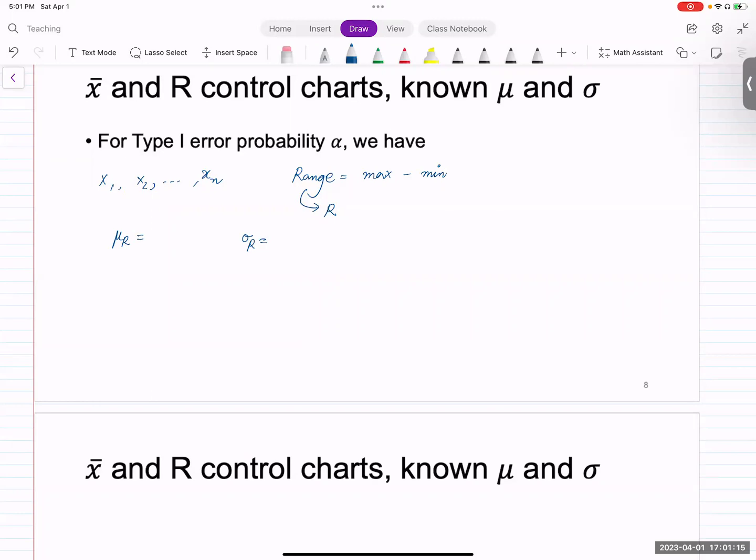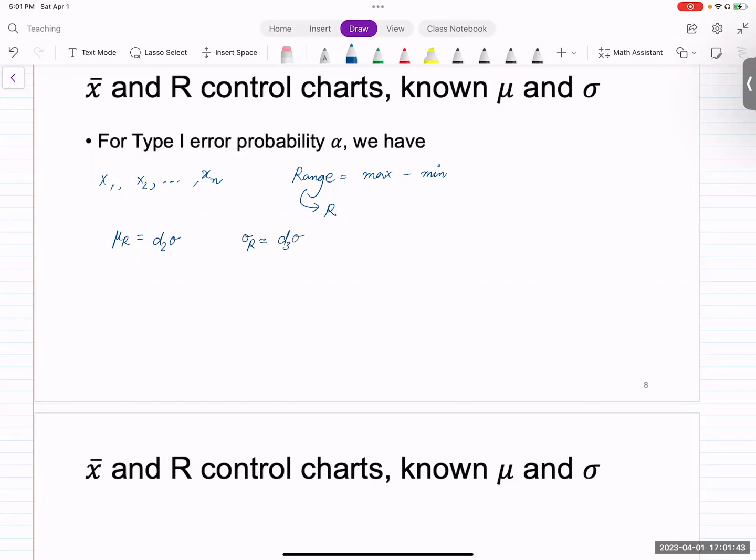Now, we don't have any central limit theorem, just like for X bar, but we do have some statistical results that people obtained a long time ago that talk about the distribution of the range. From the distribution of the range, we can derive the mean of the range and the standard deviation of the range. The mean of the range is given as d2 times sigma, and the standard deviation of the range is given as d3 times sigma.